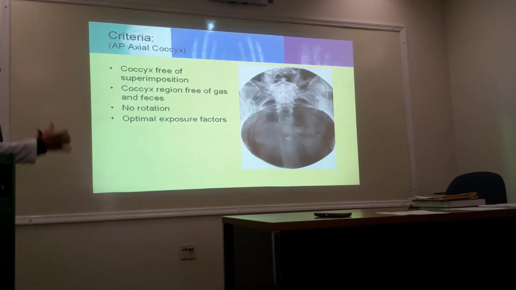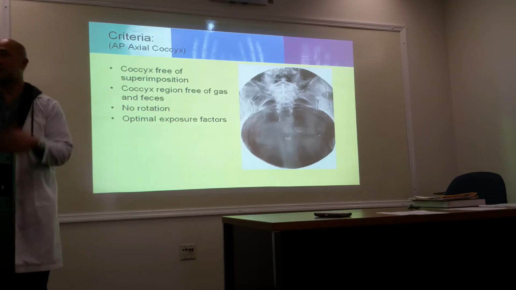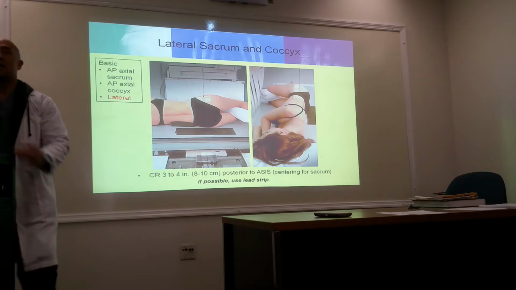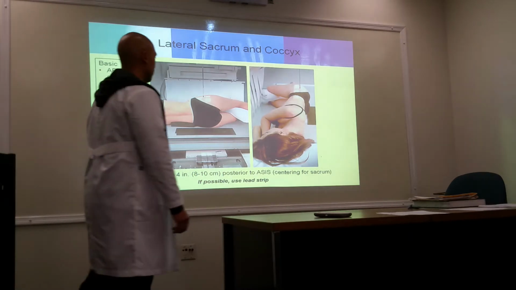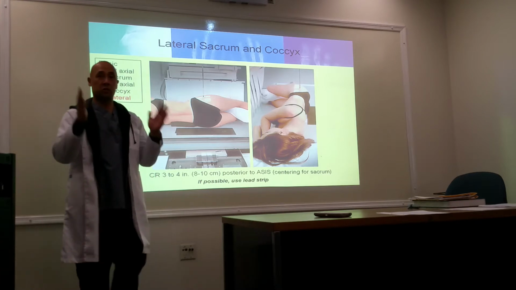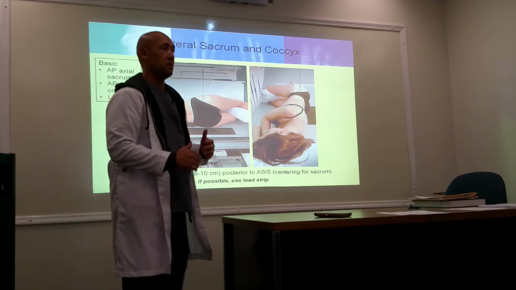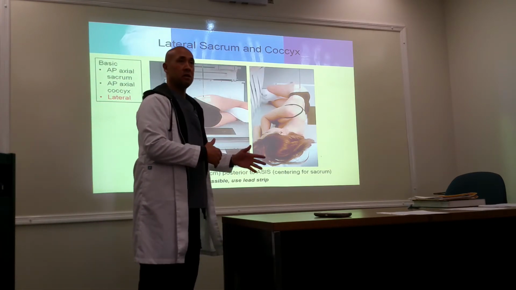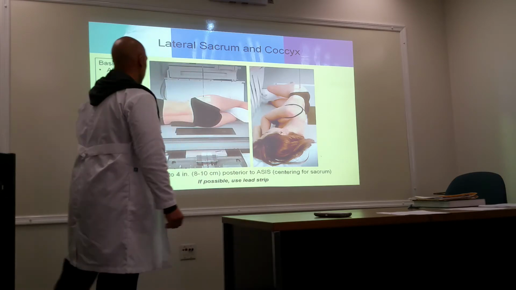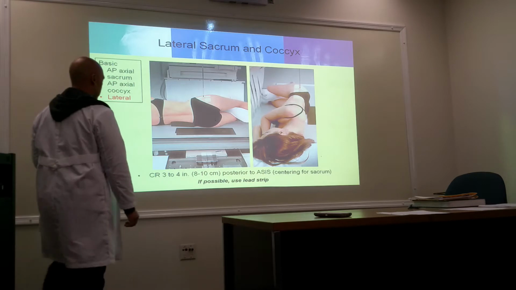Okay, collimate to the area of interest. We don't need an open field. All right. Lateral sacrum and coccyx. The lateral sacrum and coccyx is usually done as just one unit. We don't do one separately. They're usually done as one unit, so it's included in one image.